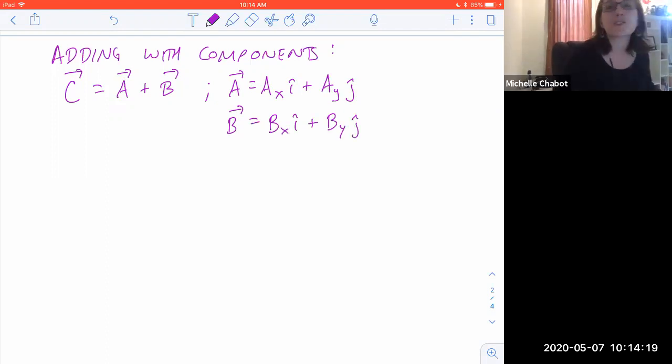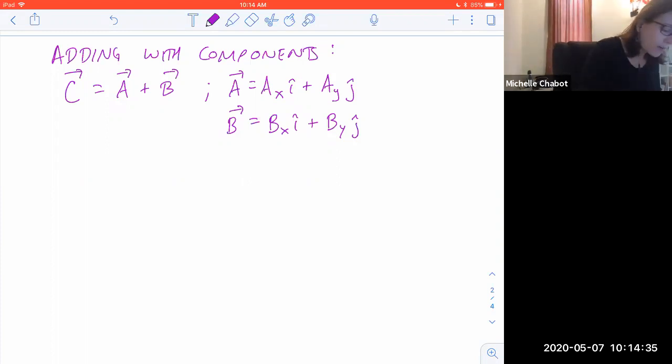And as the semester goes on, if you're unfamiliar with the unit vector notation, you'll get more and more used to it because we just use it all the time. And so I encourage you to write as many vectors as you can that way yourself, just so that you get more and more used to it.